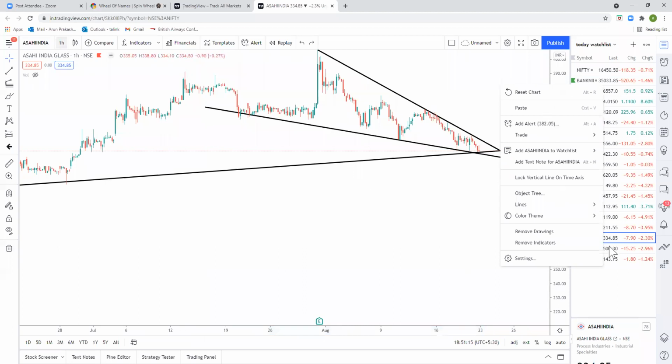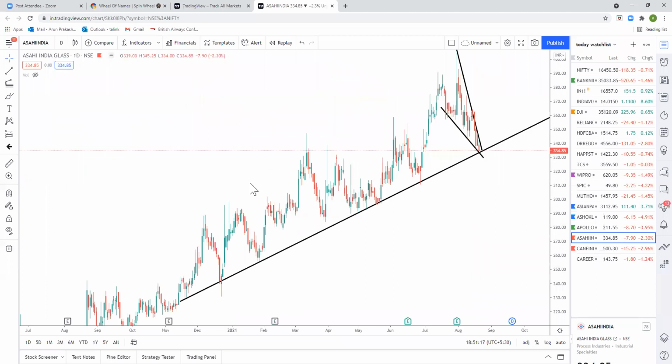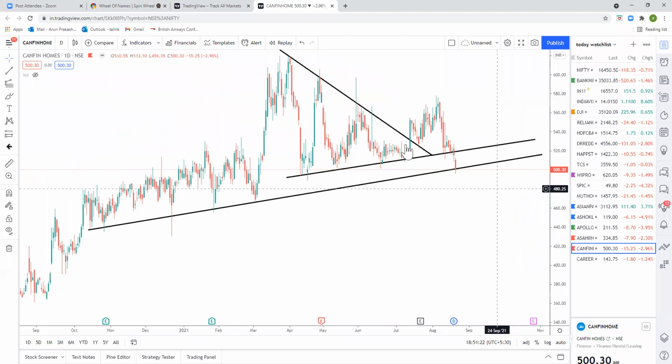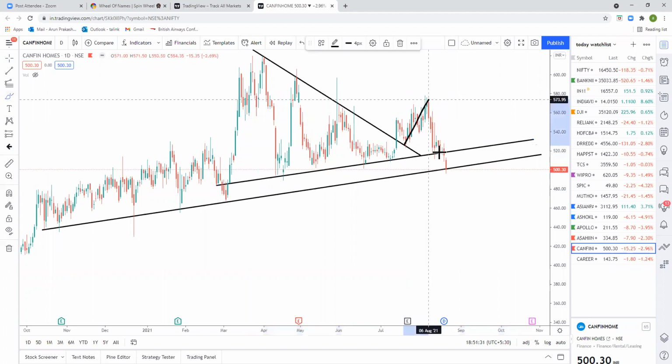So the next stock will be CANFIN. CANFINHOMES, this was my pattern previously. It gave a breakout, it took support, and again from that it went up. Now because of the mid cap small cap correction, it came down. In fact, it broke down below this level. Now it is trading here. So your trend line is here. Okay, this is also a good trend line.